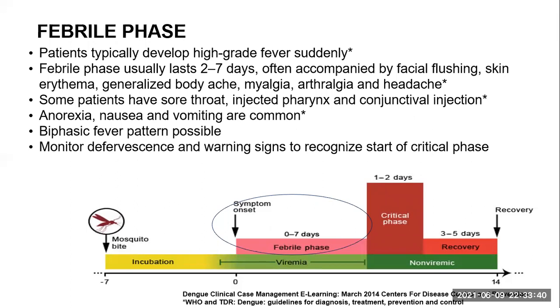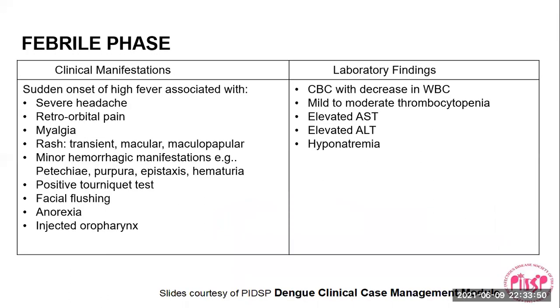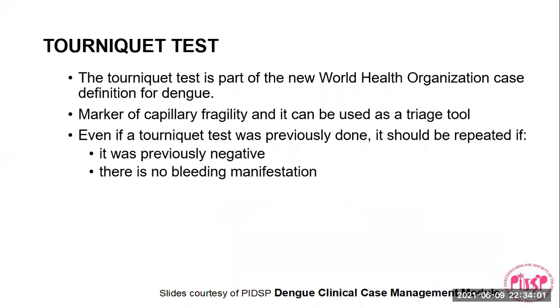Anorexia, nausea, and vomiting are also common, and we should monitor the defervescence and appearance of the warning signs to recognize the start of the critical phase, which follows the febrile phase. So the laboratory findings in the febrile phase are the following: a CBC with a decrease in the WBC and mild to moderate decrease in platelet, and elevated liver enzymes, and hyponatremia.